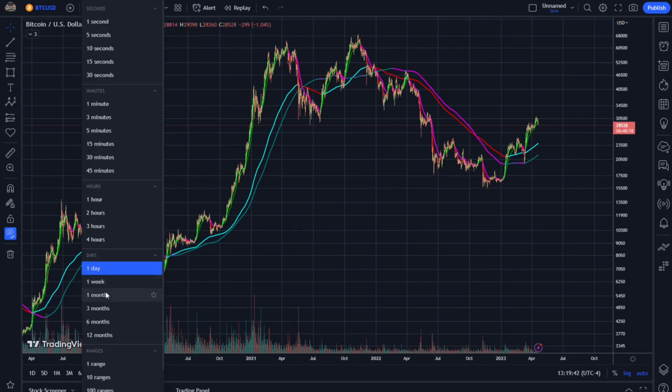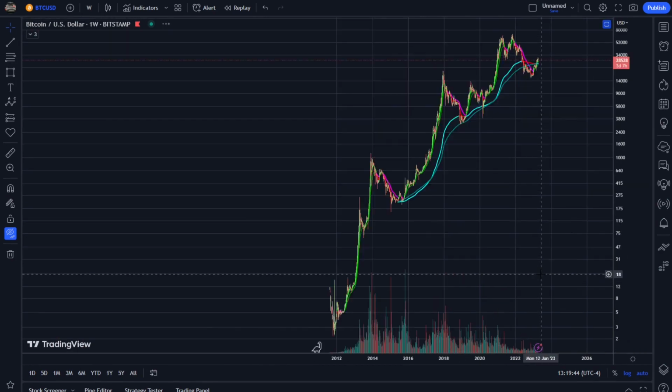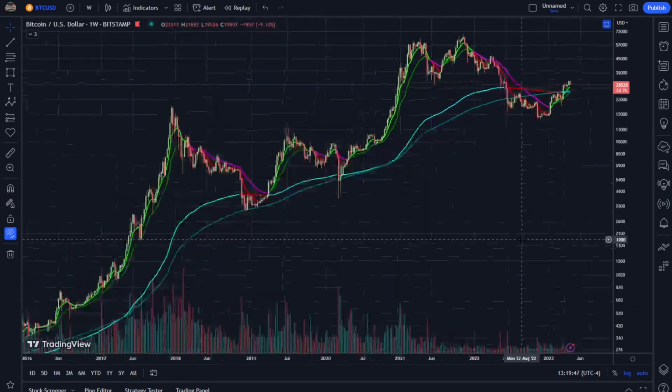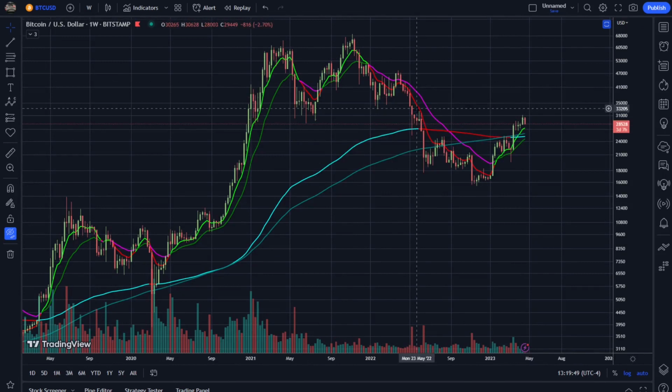Now, before we wrap up, I just want to take a quick look at the weekly chart right here. The weekly chart had been looking really, really bad for a while. We broke down below the 200s for the first time in history. We lost slope on the 200 exponential, and then we actually came back up.